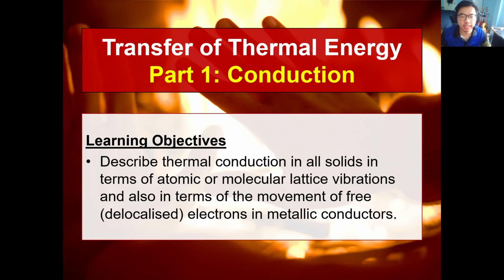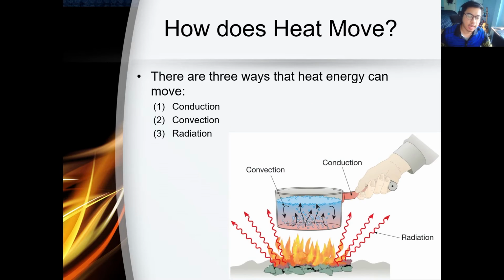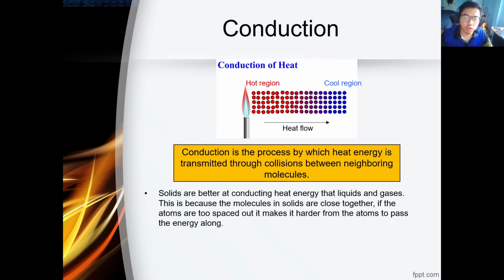So, what are the key takeaways for part one of this unit? First thing, know that heat energy moves from somewhere hot to somewhere cold. And then there are three ways heat can transfer from one place to another. The first way is conduction, the second way is convection, and the third way is radiation. Conduction is the main way of heat transfer for solids. Conduction does happen in liquids and gases, but it is slower.